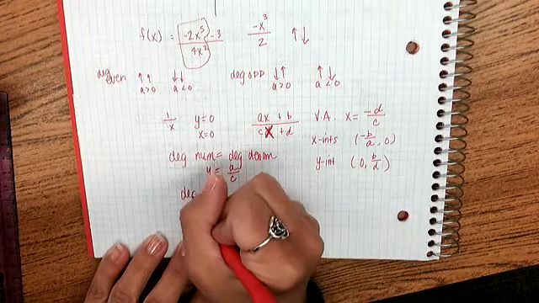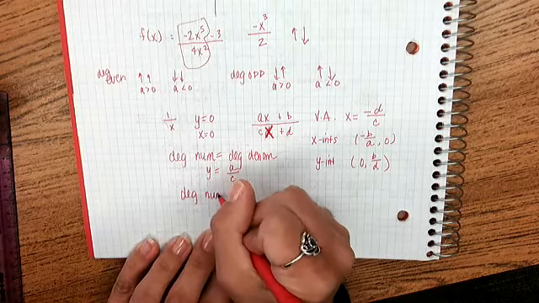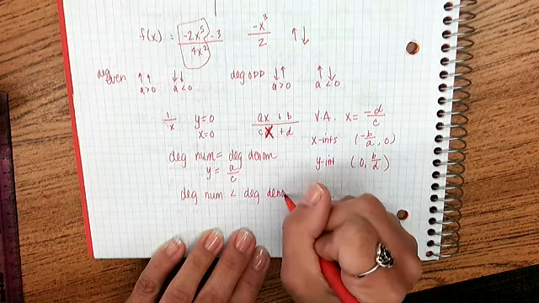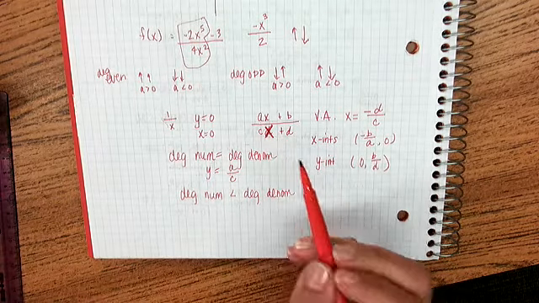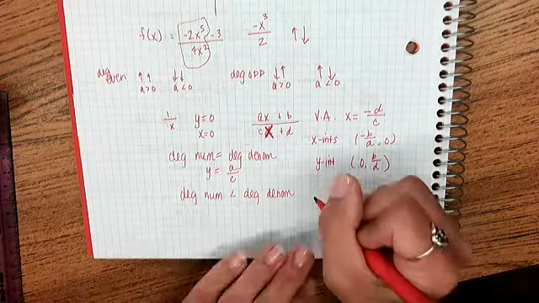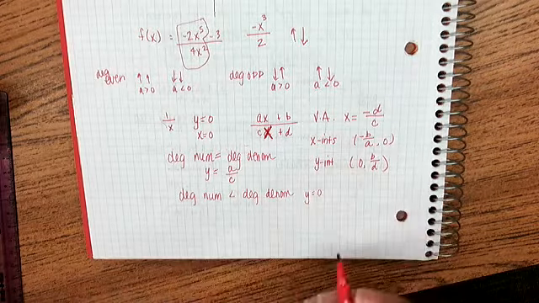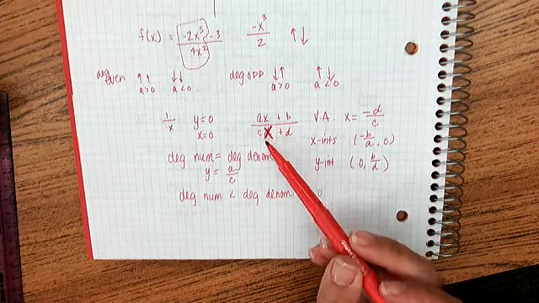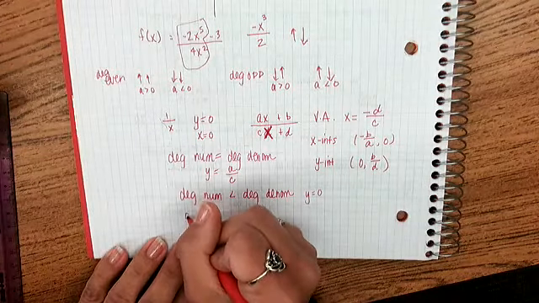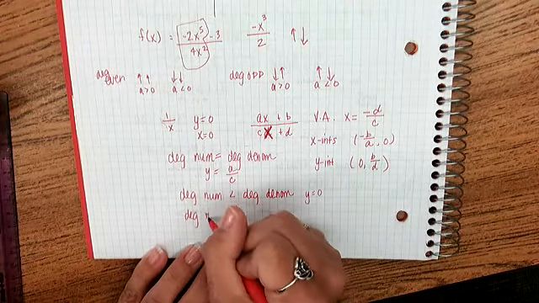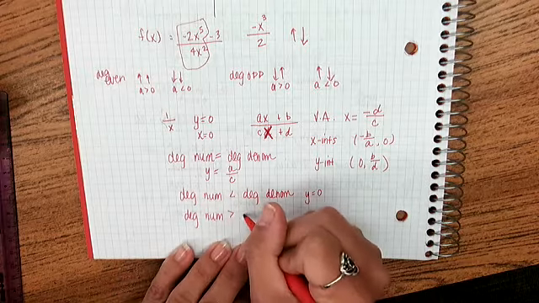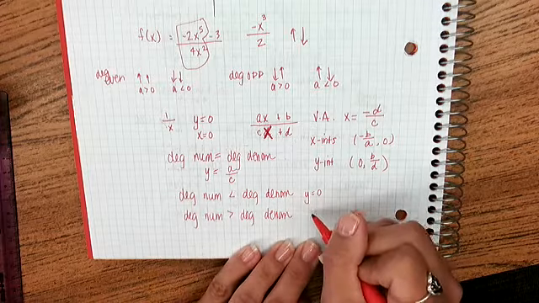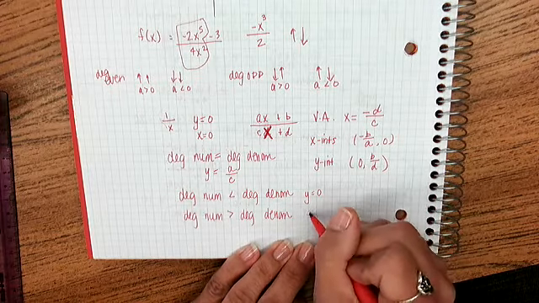If the degree of the numerator is less than the degree of the denominator, then it's going to be at y equals 0. I want to make sure I have that right. Numerator less than denominator. Yeah. And if the degree of the numerator is greater than the degree of the denominator, then it is either oblique, or I just say it models end behavior.